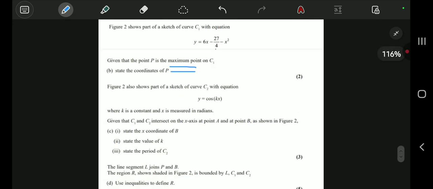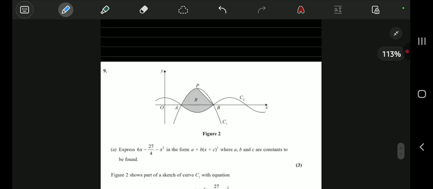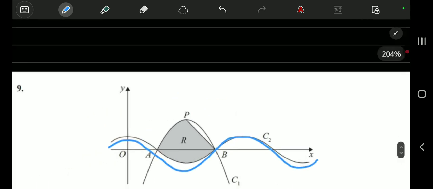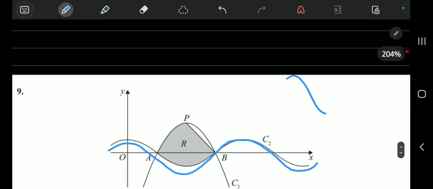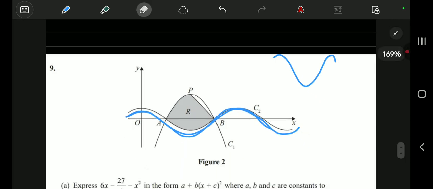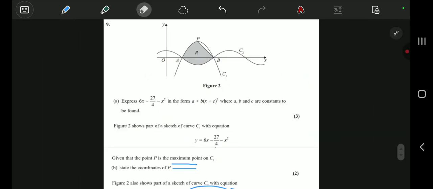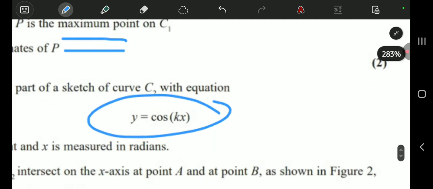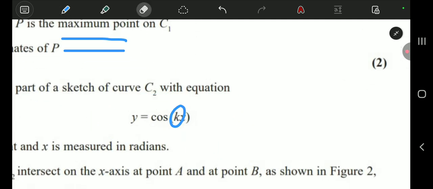Now part C. Figure 2 also shows part of a sketch of y equals cos kx. This is the curve of cos. We know how the curve of cos is like this. So this is your curve of cos kx. Okay, in your sine, cos, tan curve equations, anything that is multiplied inside with the angle represents frequency or number of cycles.